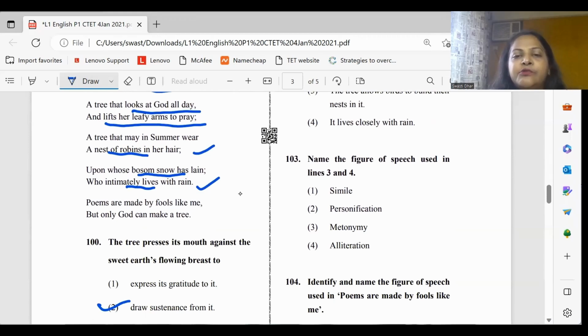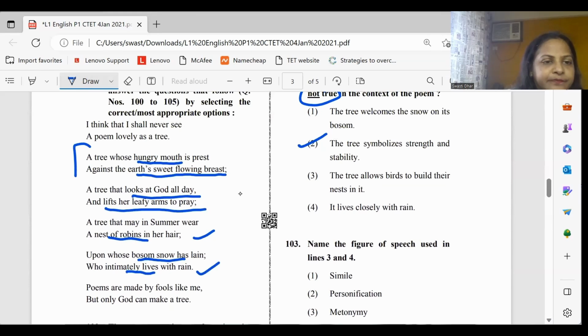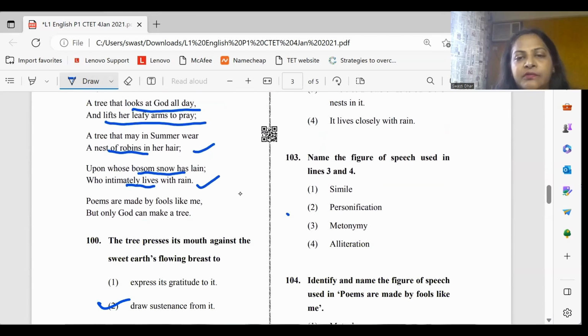Name the figure of speech used in lines 3 and 4. Lines 3 and 4 are this: hungry mouth and earth's flowing breast. So this is personification. When a non-human is given human qualities, we have personification.